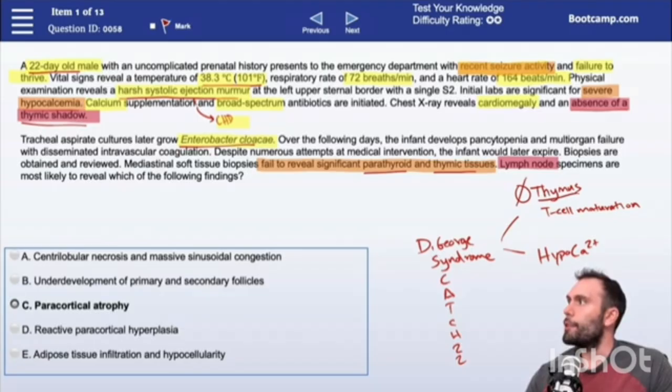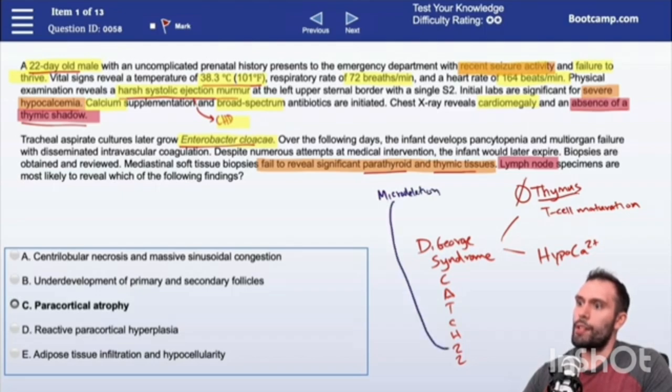First of all, what's the problem in DiGeorge syndrome? The problem is we have a microdeletion on chromosome 22. And that's why we remember this as catch 22, because the deletion is on chromosome 22. Now, what this does is essentially you have failure of the third and the fourth pharyngeal pouches to migrate, to go where they're supposed to go.